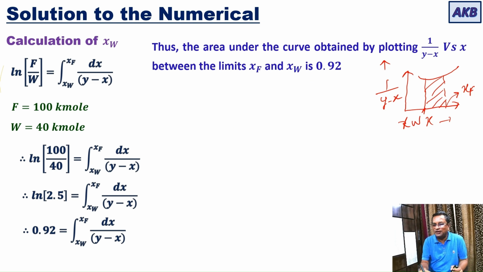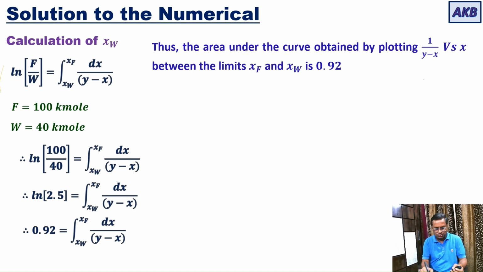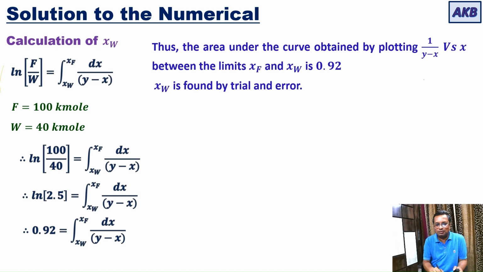For that we need to just get additional data. We have the VLE data. From that we need additional data, and we are going to generate that. So XW is found out by trial and error. By trial and error, because you have to fit the area, in this case 0.92, by trial and error.